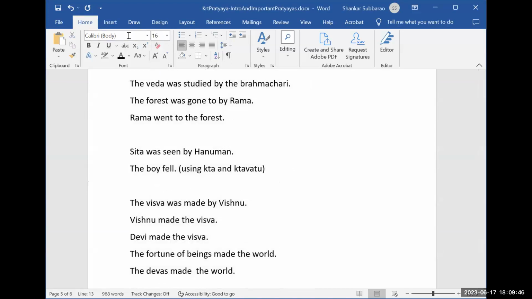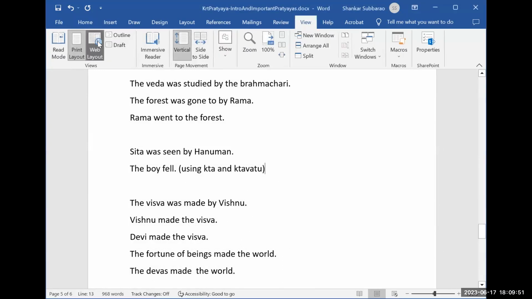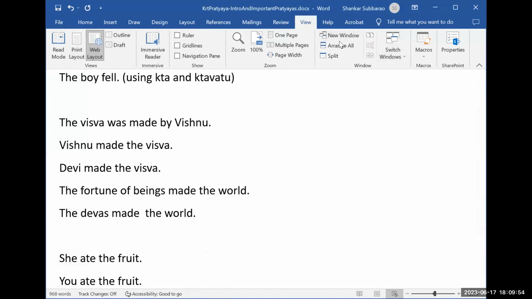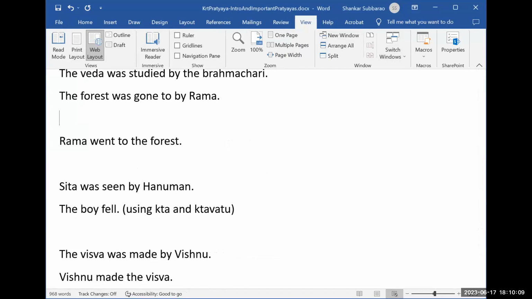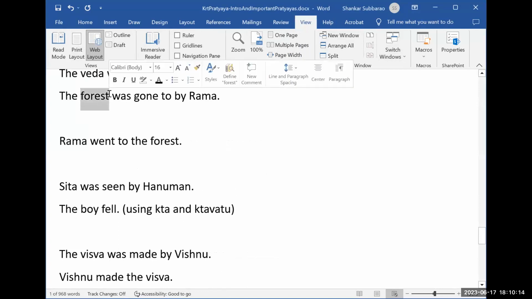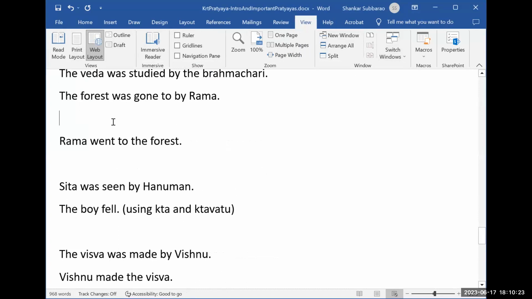Okay. Visible now to all of you? Okay. So let's take a few examples. Let us take this example. The forest was gone to by Rama. That's what I want to say. All right. Now you tell me, any one of you can raise your hand and answer: what case should forest be in? The forest was gone to by Rama. Yes, Santosh. Unmute and answer.